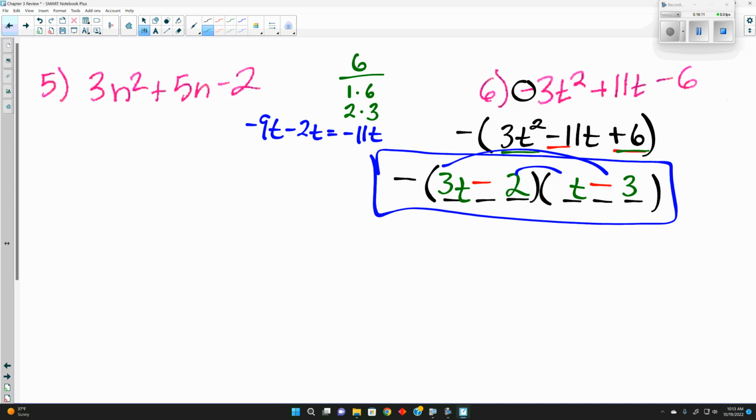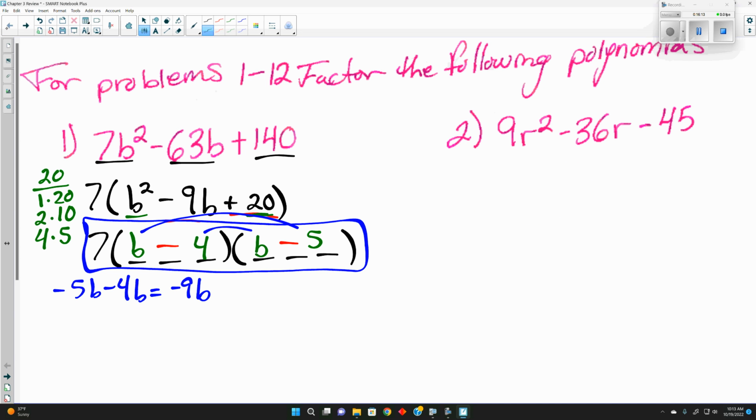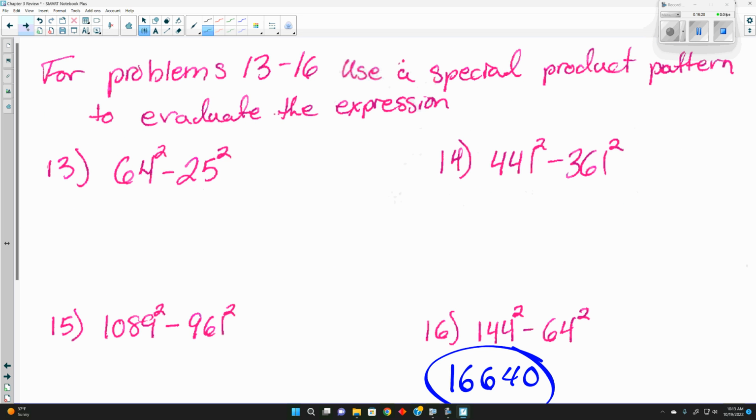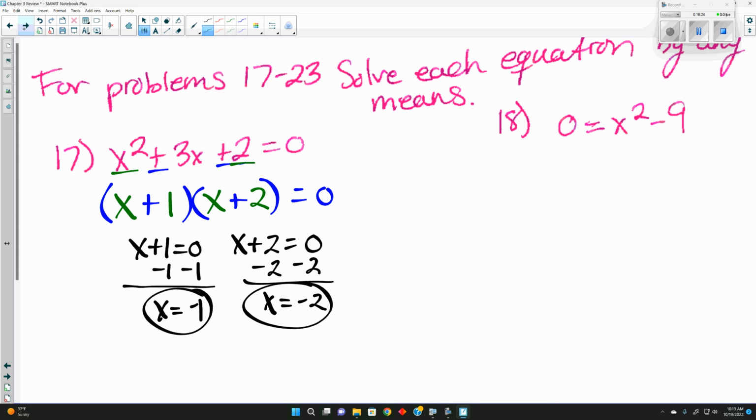And again, I would always look back at the instructions. Factor the following polynomials. So it's just wanting us to factor. On some of them, it might say solve by factoring. So it wants us to use our factoring steps to solve it. If it's already in factored form, so if it started out as x plus 1 times x plus 2, set them equal to 0 and solve.